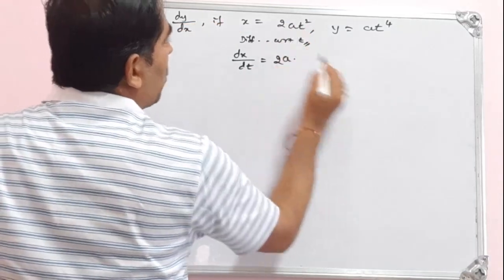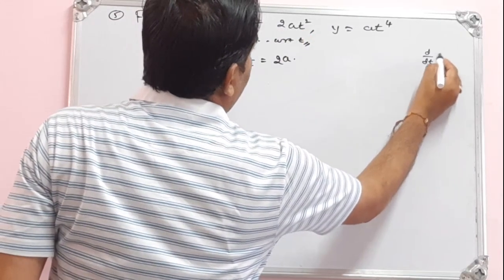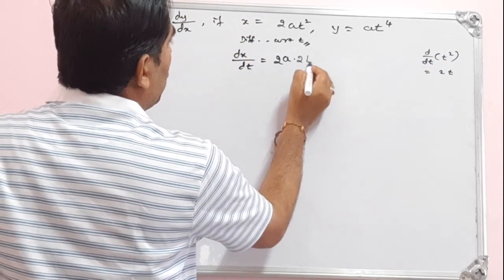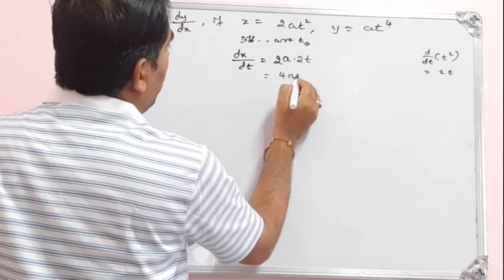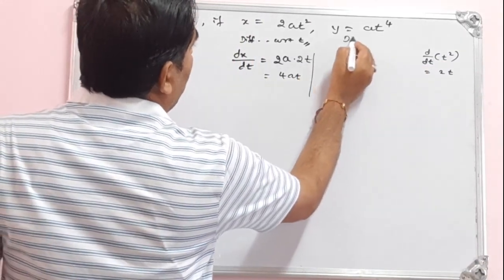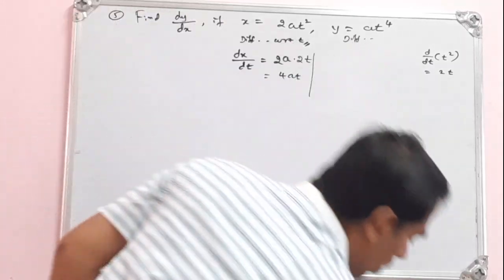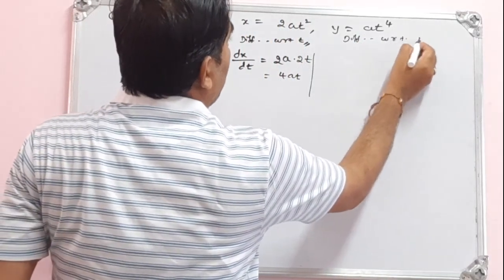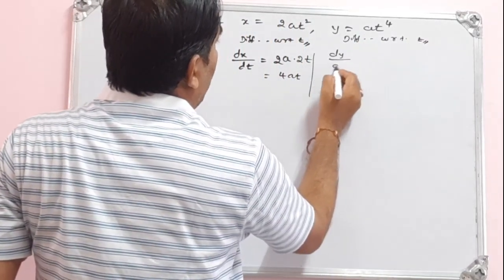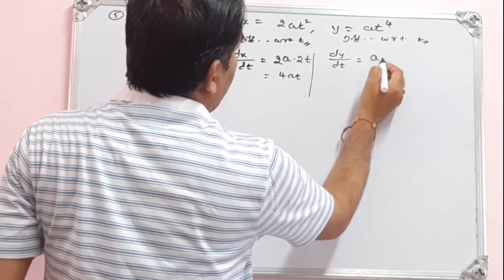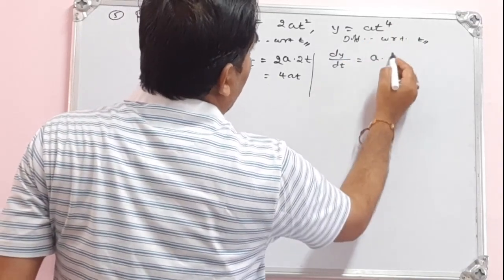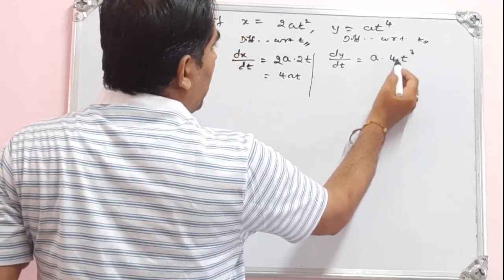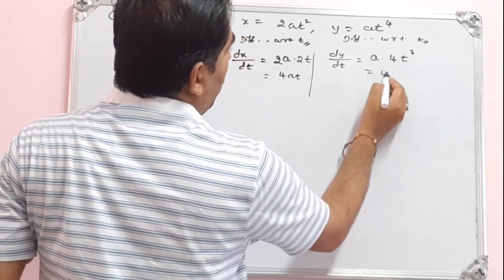Then the derivative of t square, by the power rule, is 2t. So 2 into 2, that is 4at. Then for the other function, y is equal to a t to the power of 4, differentiate both sides with respect to t once again. Then we will get dy by dt, with a as it is. Once again use the power formula for t to the power of 4, that will be 4t cube, n into a to the power of n minus 1, so 1 less, 4 and 3, a.